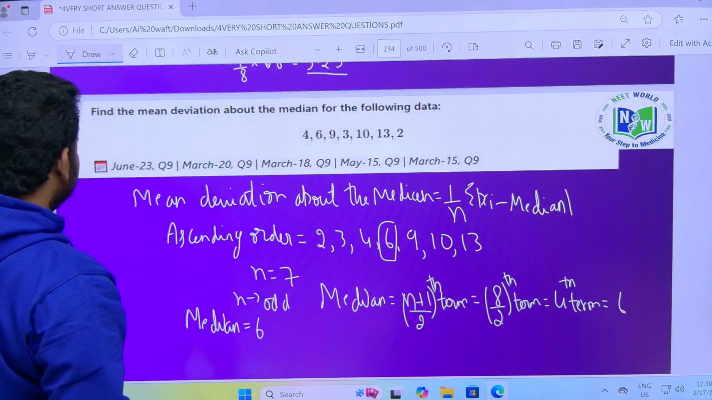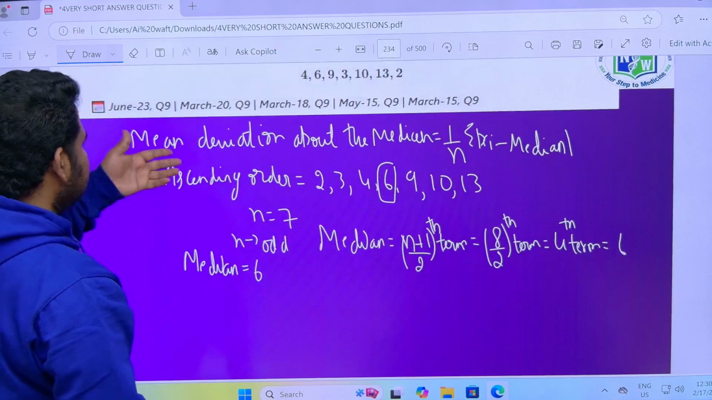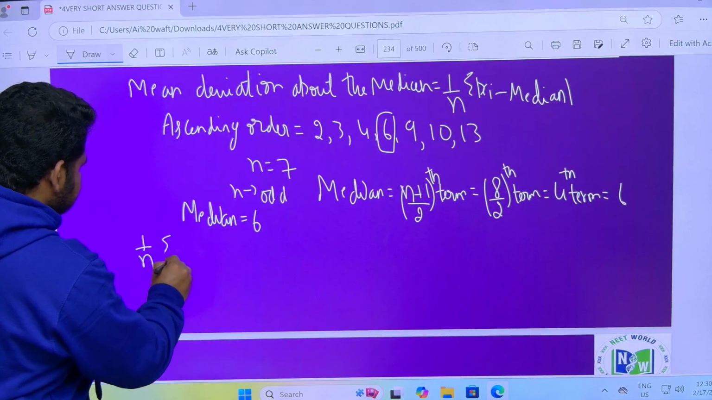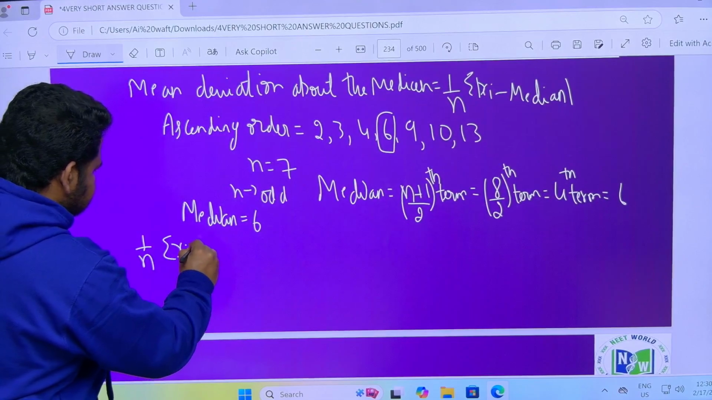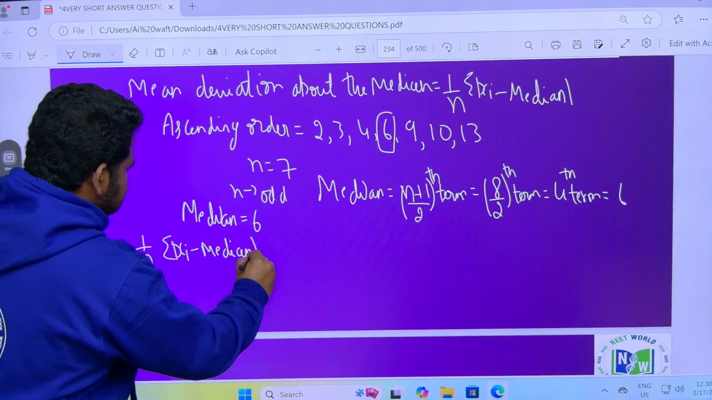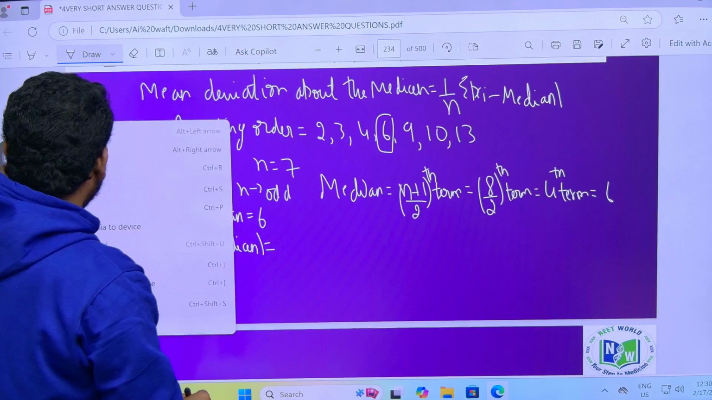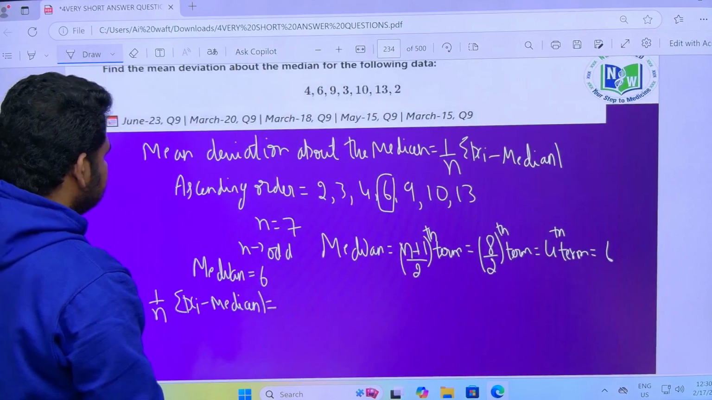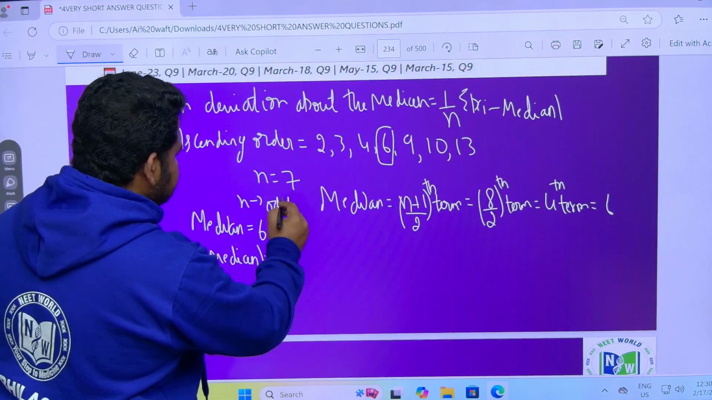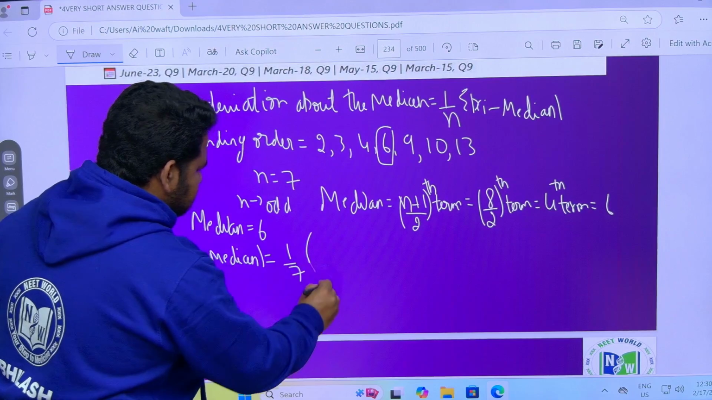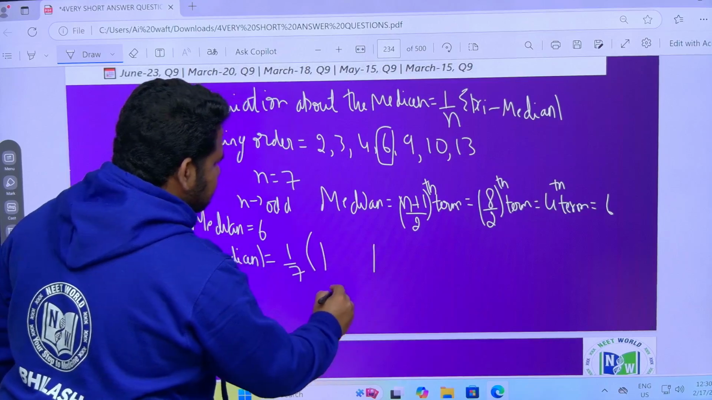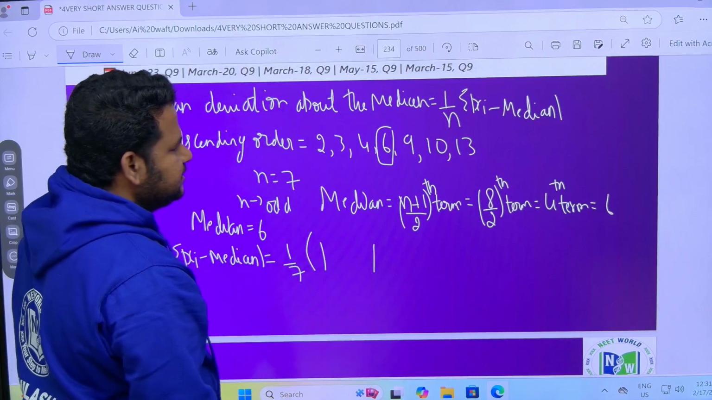Now we have to find the mean deviation about the median, that is 1 by n summation of the absolute value of xi minus median. To find that, see here, what we have to do: 1 by n, n is 7, so 1 by 7. The median is 6.